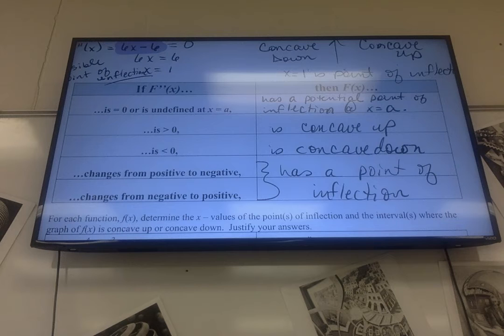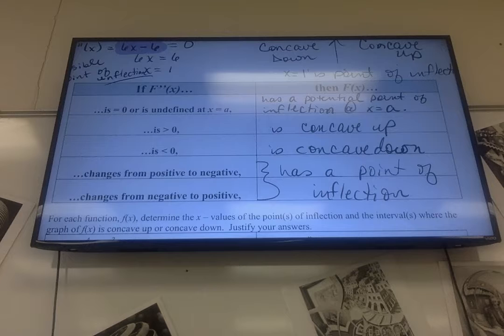Point of inflection. If the second derivative, f double prime of x, is positive, then it's concave up. If it's negative, it's concave down. And right where it changes is the point of inflection. That's where it changes concavity.